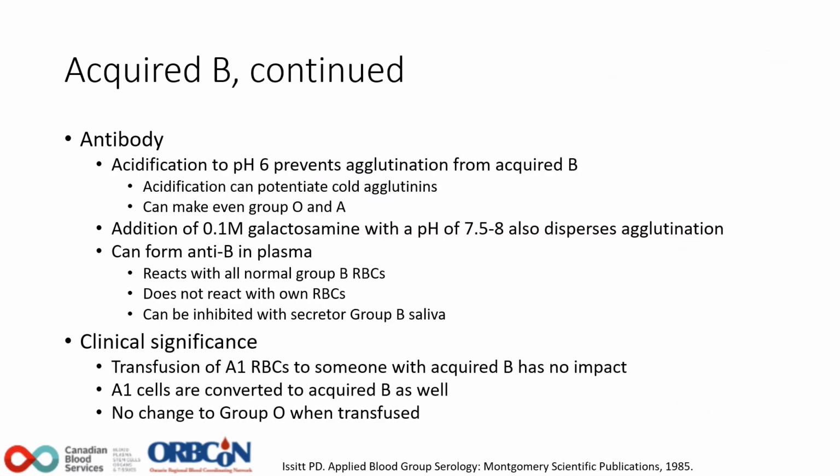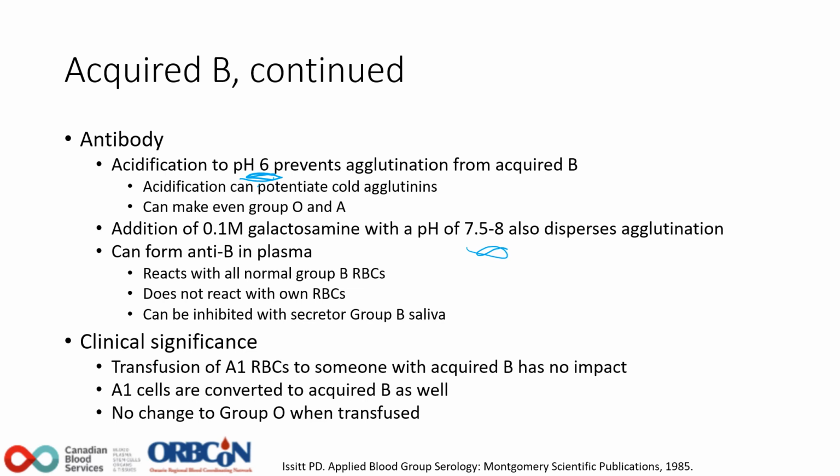So when we're talking about the antibody, as I said, you acidify the plasma, usually to around pH of 6, and it prevents the agglutination from the acquired B. Acquired B can potentiate cold agglutinins, and so it can falsely cause your sample to agglutinate, making you think that there's an alloantibody in there. And it can even make group O and group A agglutinate if you add enough acid. The addition of the 0.01 molar galactosamine with essentially a physiologic, maybe slightly higher than physiologic pH, can disperse the agglutination, and you don't have to worry about the cold agglutinin issue.